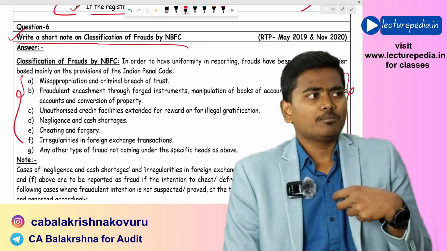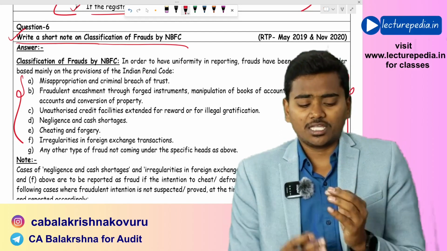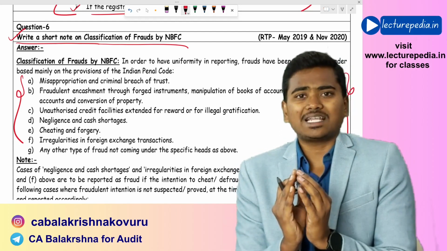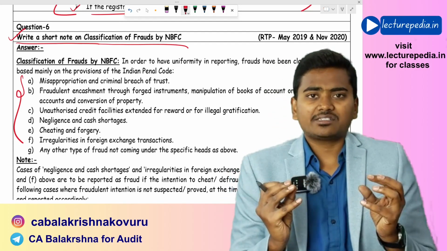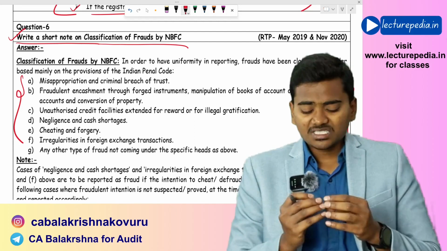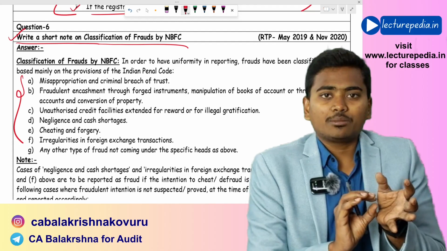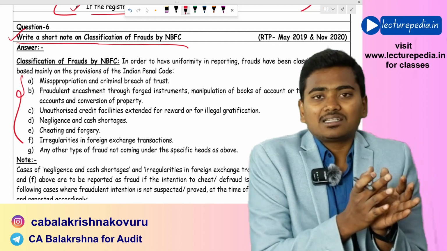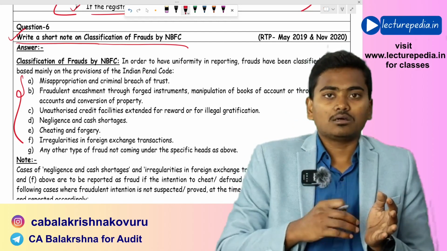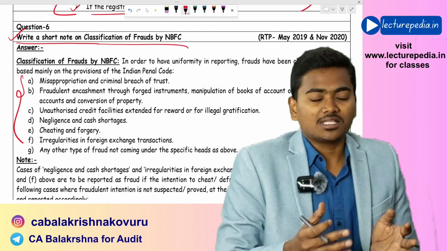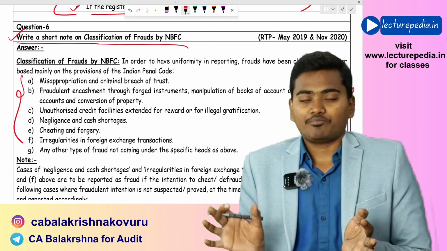Basically, in order to properly report the frauds that have taken place in the NBFCs, certain classification has been done. If this particular type of fraud takes place, it will come under this category. Like this, certain classification has been done for the frauds that take place in NBFCs. So what are those different types of frauds that he is asking you?